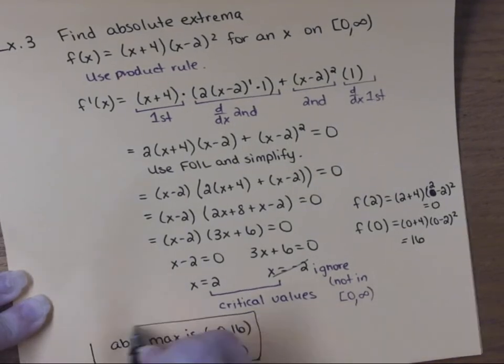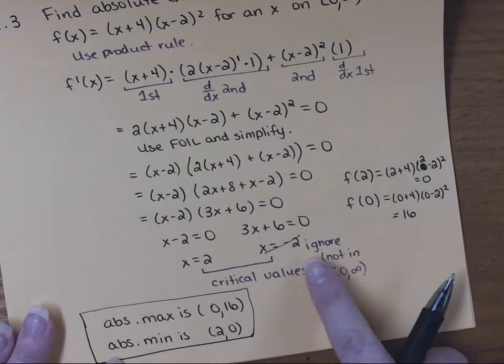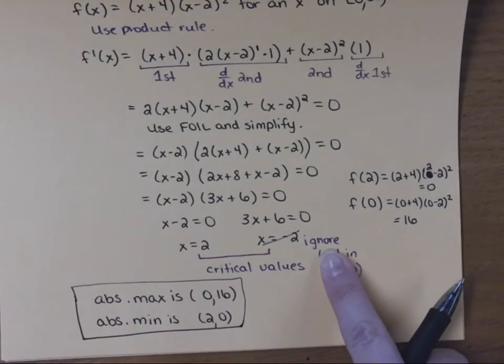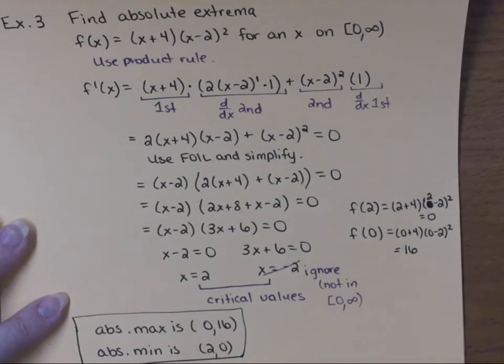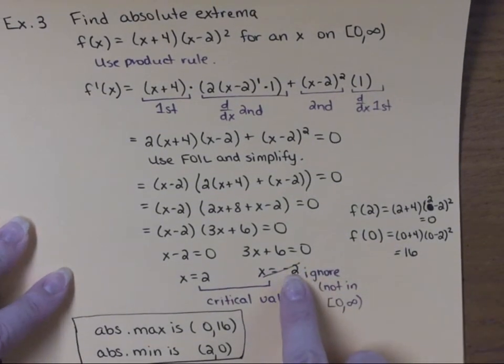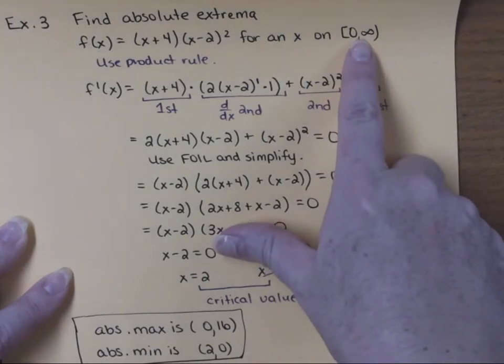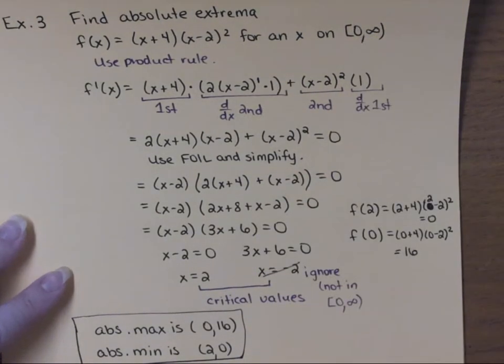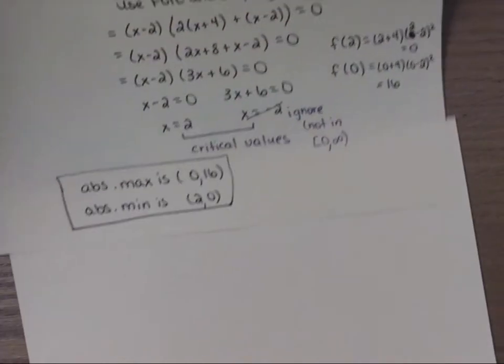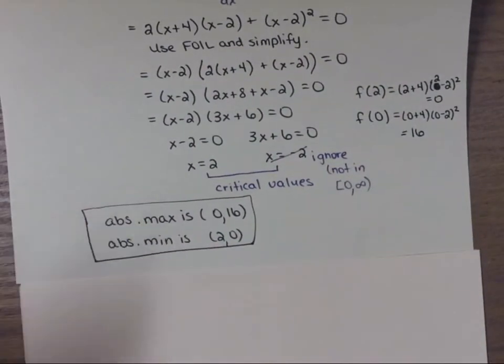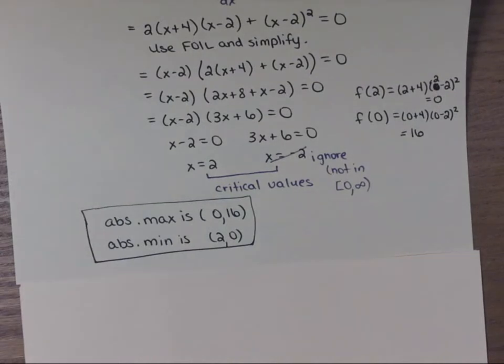By the way, if you forget to ignore one, it might throw off what your maxes and mins are. So you do need to pay attention to what interval you have. Notice negative 2 was not in the interval between 0 and infinity, so I needed to not even check it. It can't be a point if it's not even in the interval in question anyway. So that is probably one of the bigger mistakes that you need to be on the lookout for: a point that shouldn't even be included to begin with.